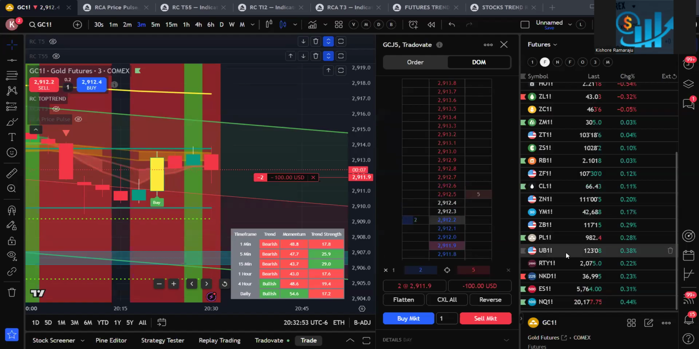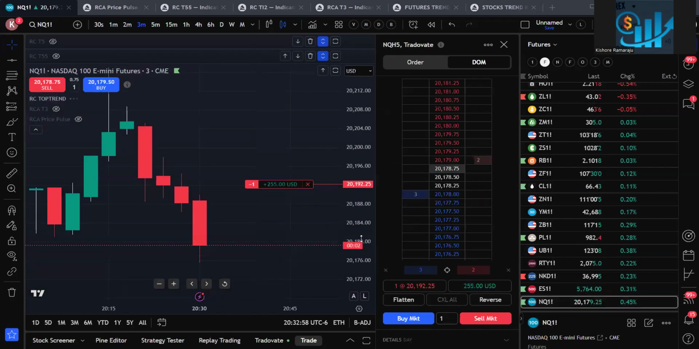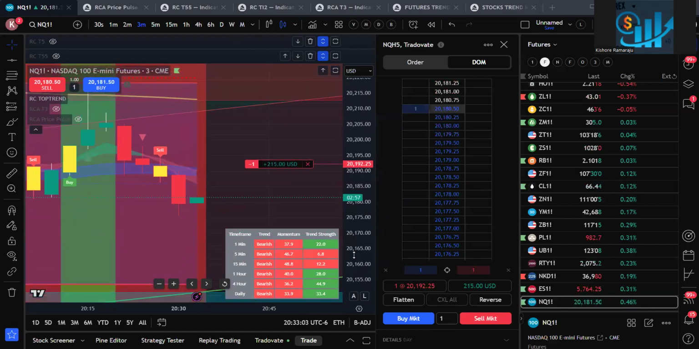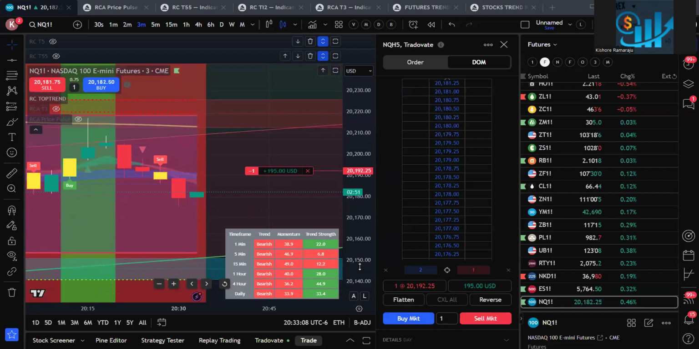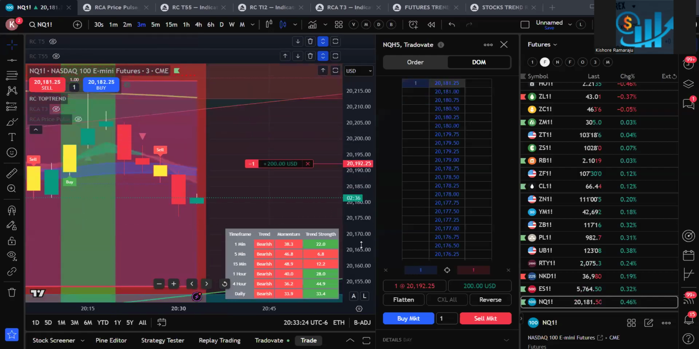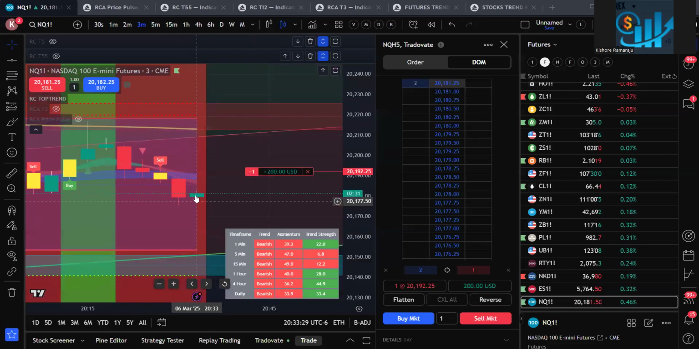If anyone entered a short on NQ earlier, here we got a sell signal. The background is red. The trend is red. Again, the majority of the color is red. So you only focus on the sell signals. We got a sell and it is dropping. So it can come all the way down.